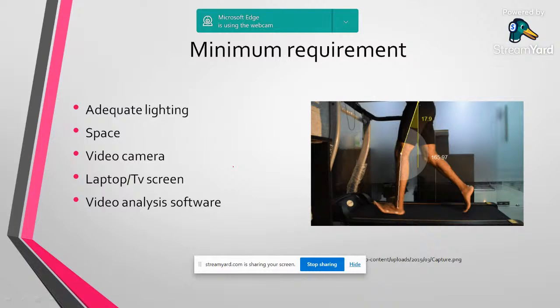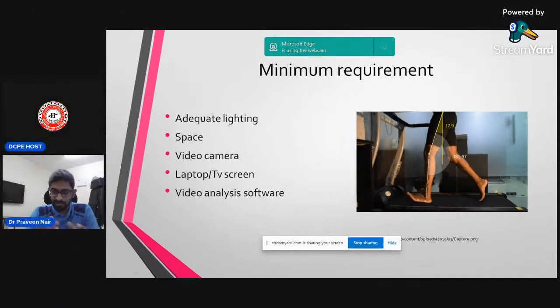Now there are different types of software available in the market. There are certain free versions also, there are certain paid versions also. So in this lecture I will be demonstrating the use of Kinovea software. But first of all, we need to understand what are the limitations of 2D analysis and how to maximize the parameters which you want to get from the 2D motion analysis.